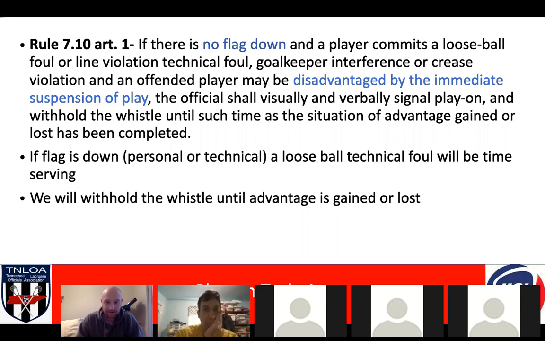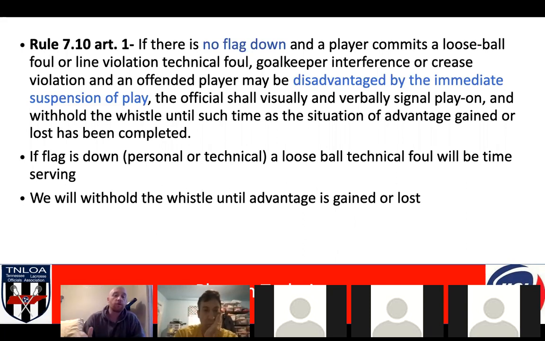I highlighted the 2 most important things within that rule: no flag down and disadvantaged by the suspension of play. Those are the 2 most important aspects of this rule. If there is a flag down, personal or technical foul, does not matter. A loose ball technical foul will always be time serving. If there is a flag down, another technical foul will always be a time-serving foul.